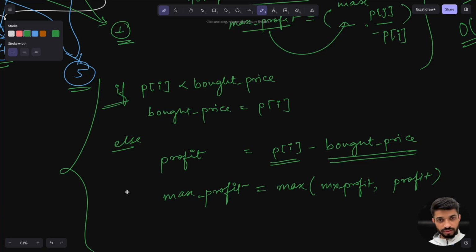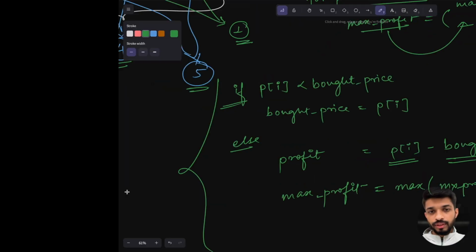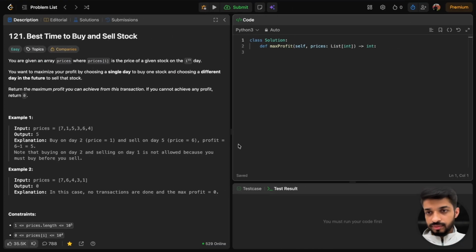Let's go to the LeetCode back and code that out. Okay, so I'll be explaining it on LeetCode. So we are back to LeetCode. Now what we need to do is create a few variables. We need to create max profit, and max profit will be 0 initially, right?